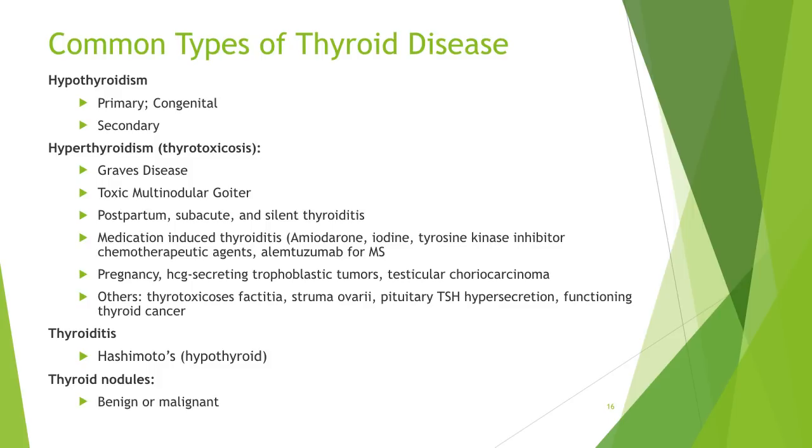Other forms of thyroid disease are thyroiditis, which can be an autoimmune type of response that affects the thyroid gland, such as Hashimoto's. And we can also see patients with benign nodules or malignant tumors in the thyroid gland, which we'll talk about here shortly.